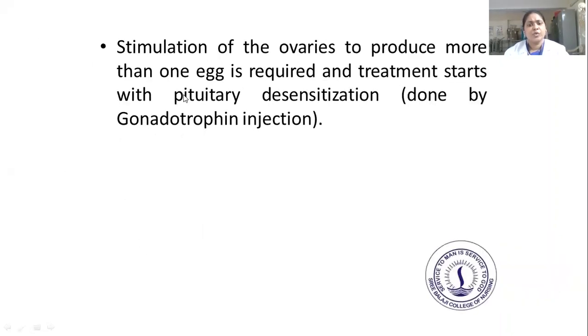The stimulation of ovaries is produced, then one egg is required, and the treatment starts with the pituitary desensitization, which is done by the gonadotropin injections.